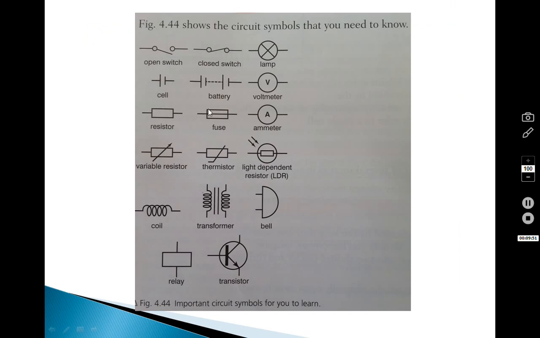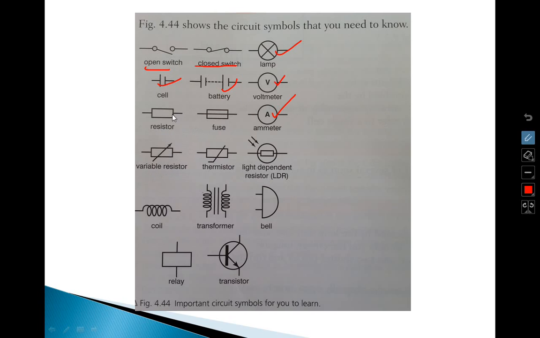In figure 4.4, there are circuit symbols that you need to know. This is the most general one you need to keep in mind, because we are going to use them from now on. This is a switch, a symbol of a switch. This one is open, this one is closed. This is a lamp. This is a voltmeter. This is a battery. This is a cell.